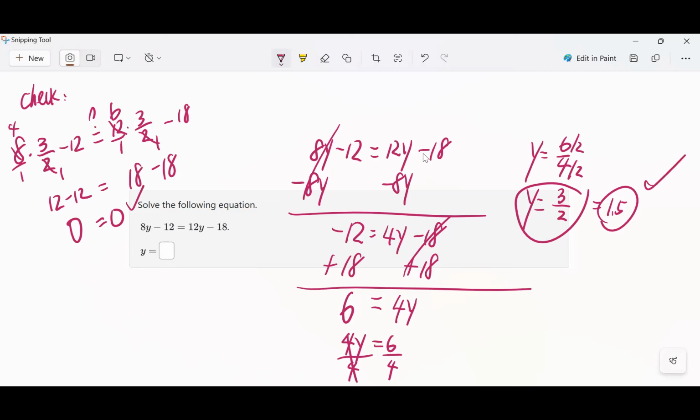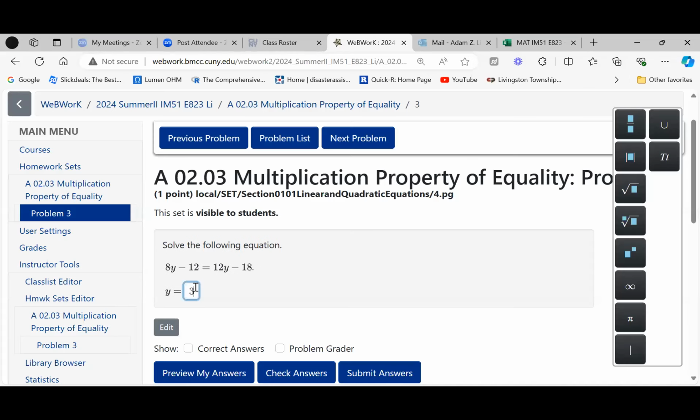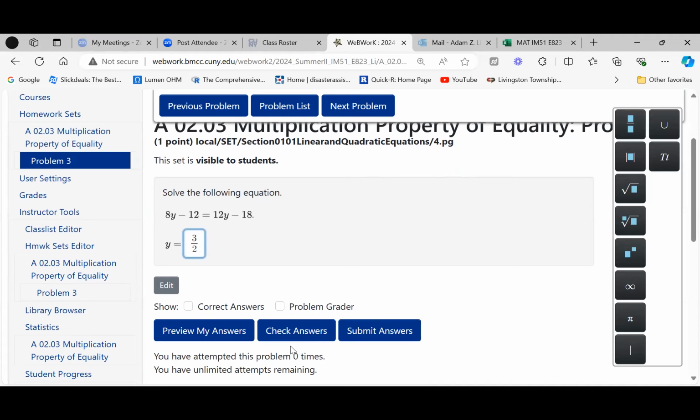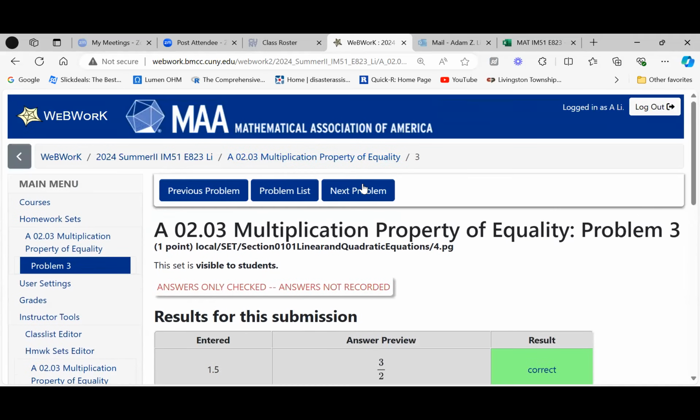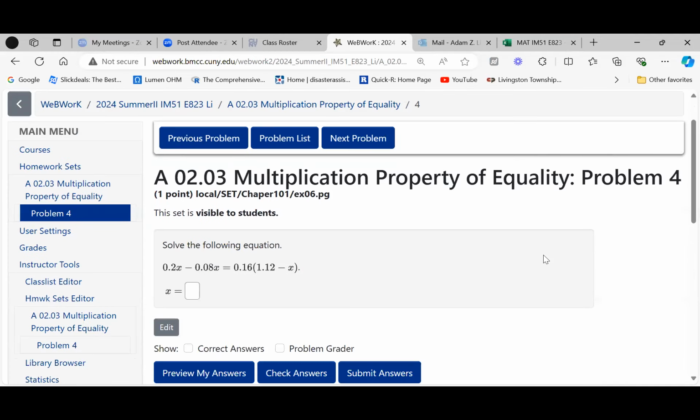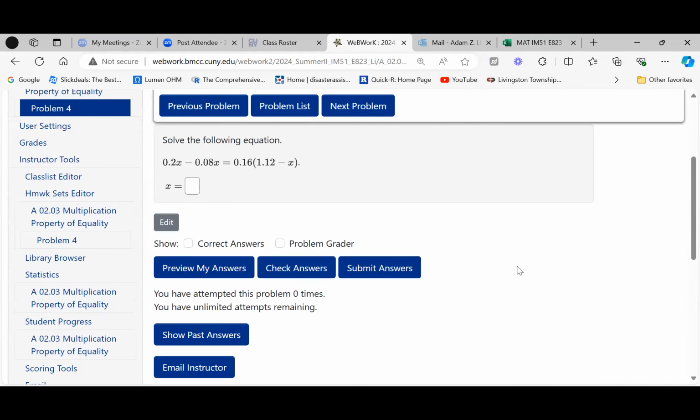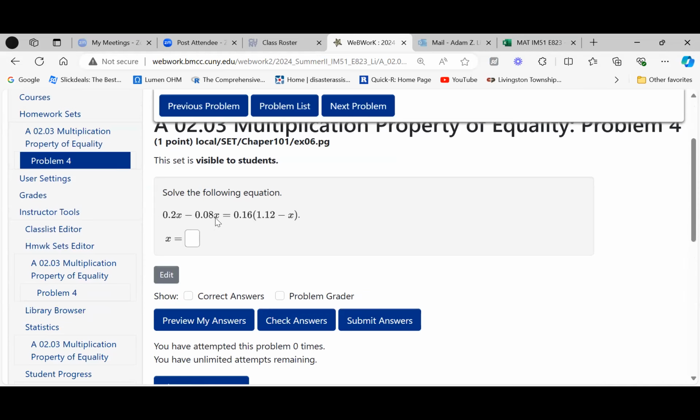So any question about this? Answer is 3 over 2. Yeah, that's correct. Yeah, so let's see if you can deal with the decimal ones, right? This one has a decimal. Let's try it.